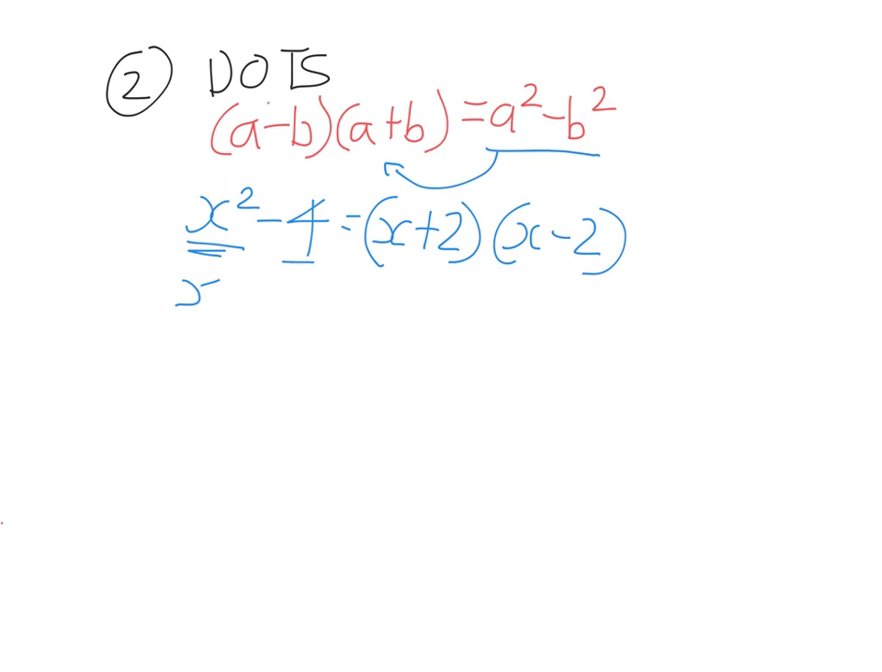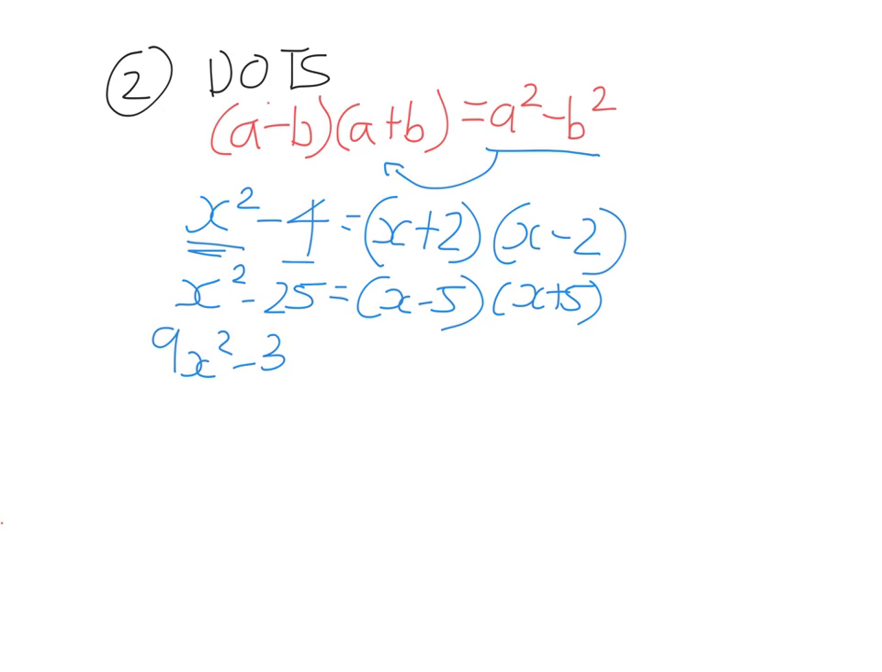Let's say I have x squared minus 25. So that would just be x minus 5, because I square x to get x squared, square 5 to get 25, times x plus 5.